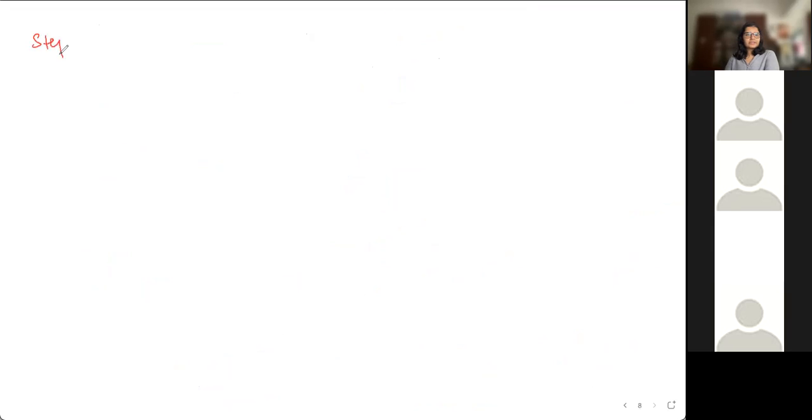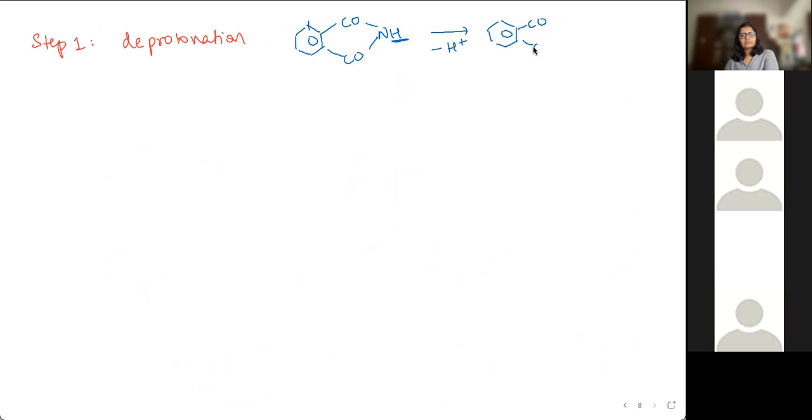So it takes place in 3 steps. Step 1, you have deprotonation. So deprotonation occurs in the phthalimide. So you have the phthalimide. So this particular hydrogen is lost, minus H plus. So you get the phthalimide anion. So if I use KOH, here there will be K plus. That is the thing. Then step 2 is substitution.